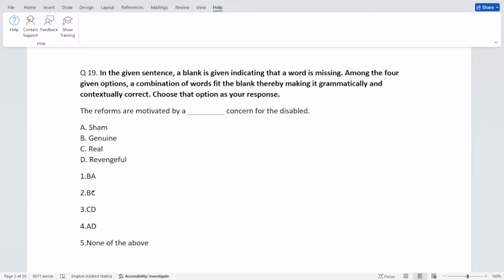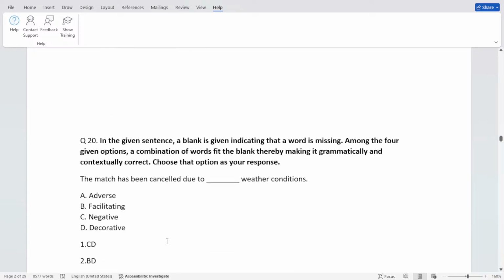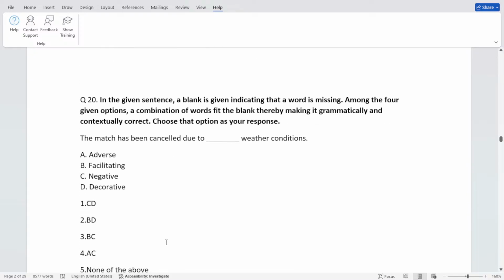So here, shame, genuine, real, revengeful is given. It follows what type of pattern? It is about real and contextual. So accordingly, what will come? It is genuine and real. So B and C are the correct answers. So now we will go for the next question. The match has been cancelled due to dash weather conditions.